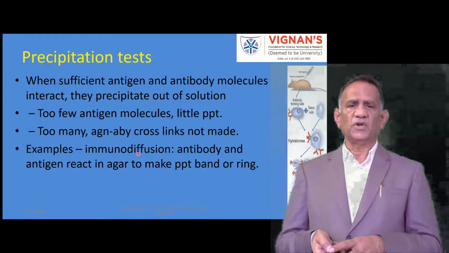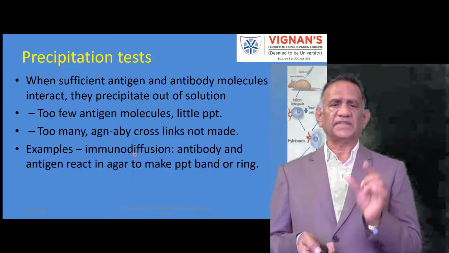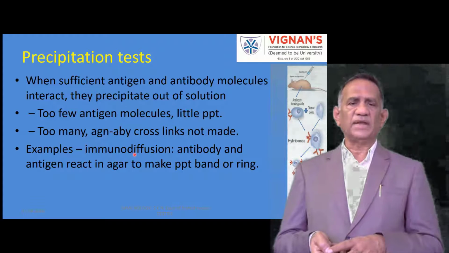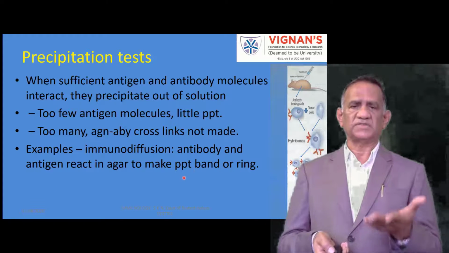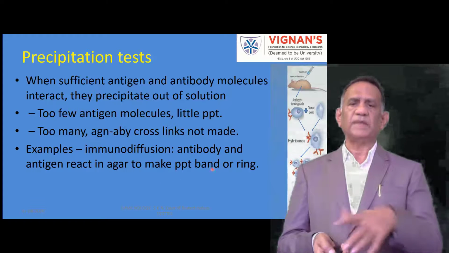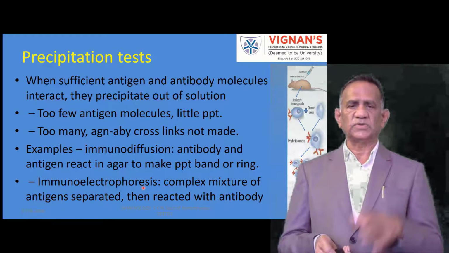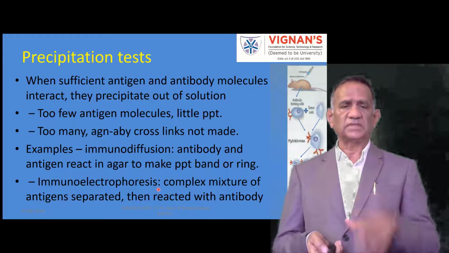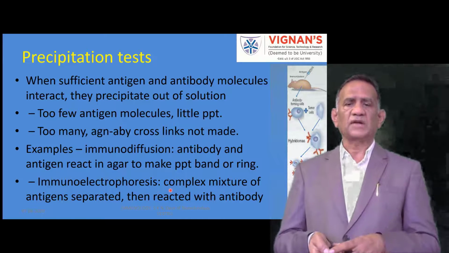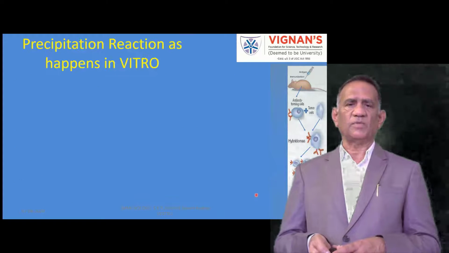For example, immunodiffusion is one of the simplest, earliest experiments that has been designed. Antibody and antigen react in an agar medium, an agar gel, to make precipitin bands or rings. Immunoelectrophoresis is an advanced version of this immunodiffusion with electrical flow of proteins. A complex mixture of antigens can be separated, then reacted with antibody.